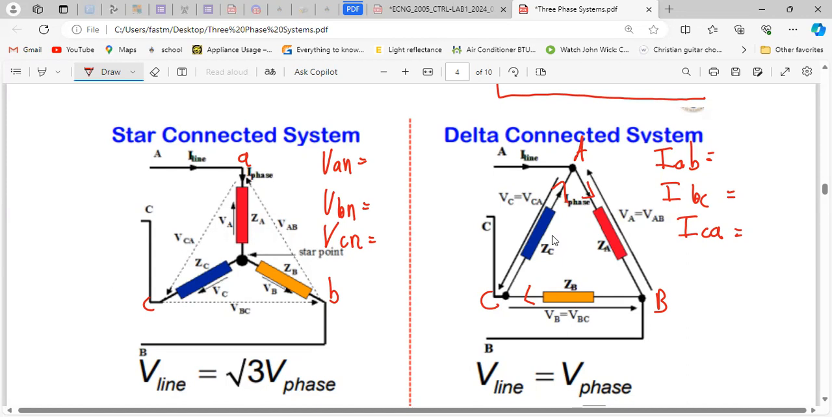Yeah, so that's something cool you can remember. When you're drawing up the star, remember this is your neutral point. Everything will be with respect to that neutral point, so it'll be VAN, VBN, and VCN. And for the delta, it's with respect to current. So when you're drawing up your current values now.